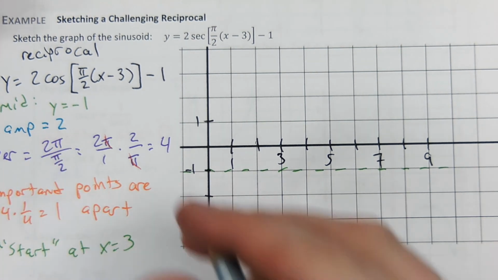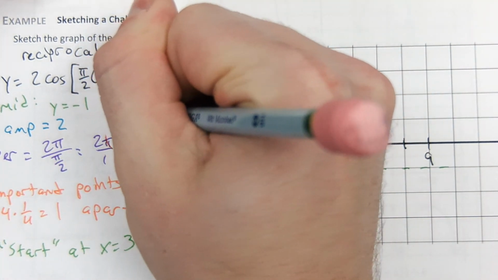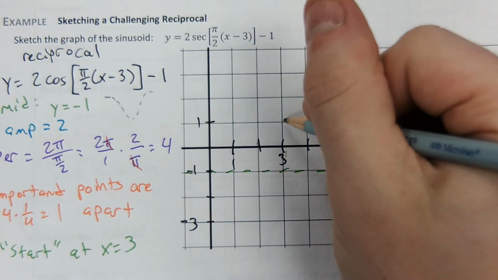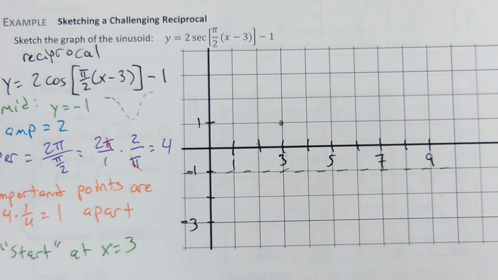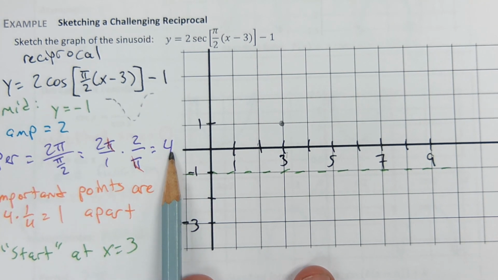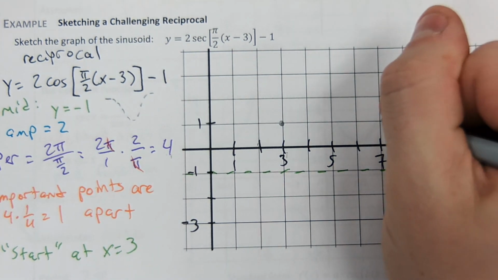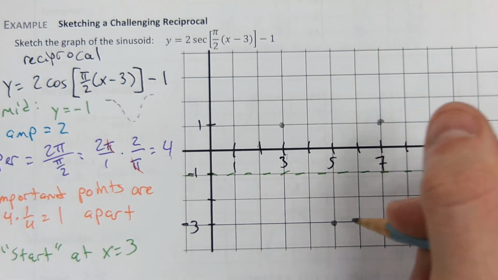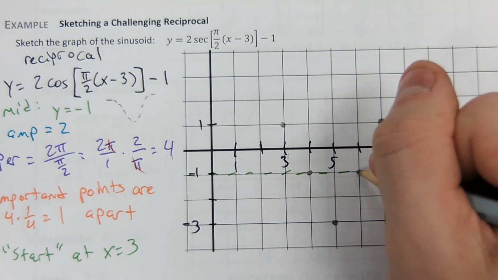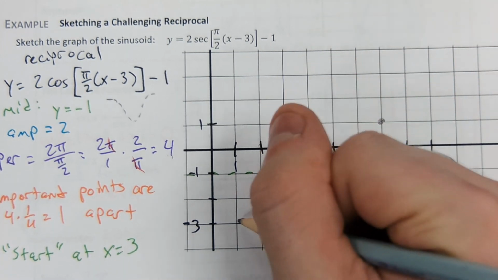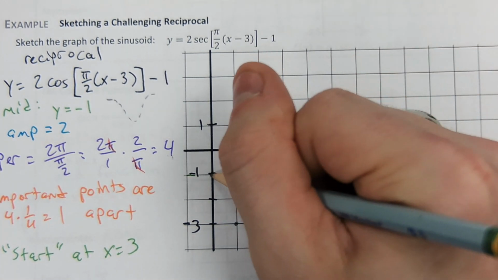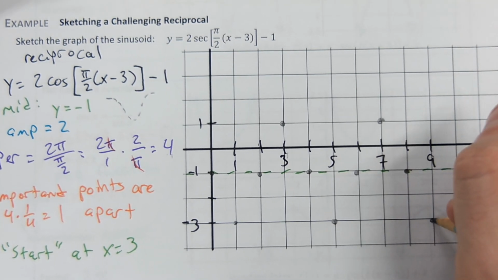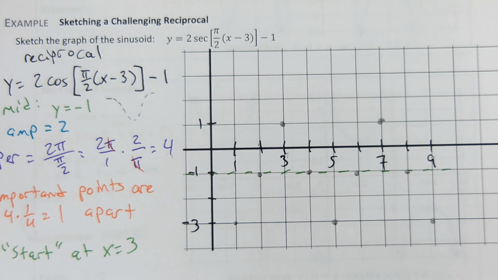It's a positive cosine wave. It will start at a maximum. That means at 3, we're at our maximum value of 1. We have a period length of 4. So at 7, we'll be back at our maximum. Halfway between our two maximums, we'll be at a minimum. Halfway between them, we'll be on our midline. That's way more than enough.